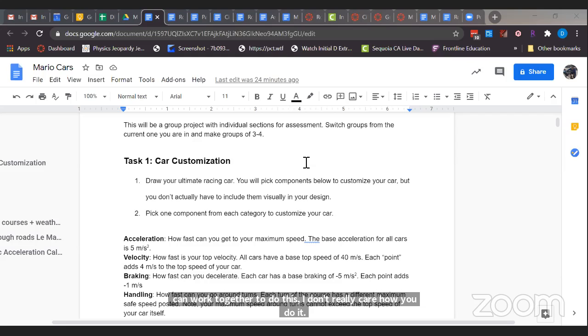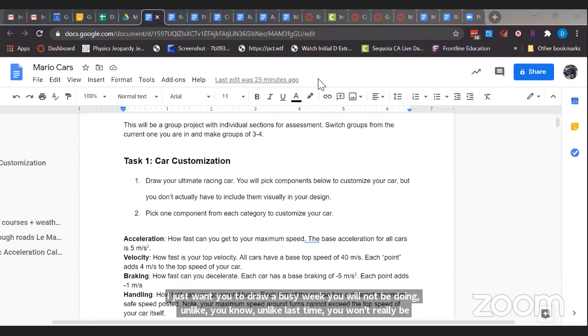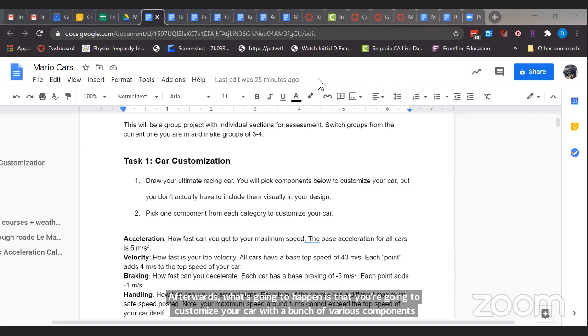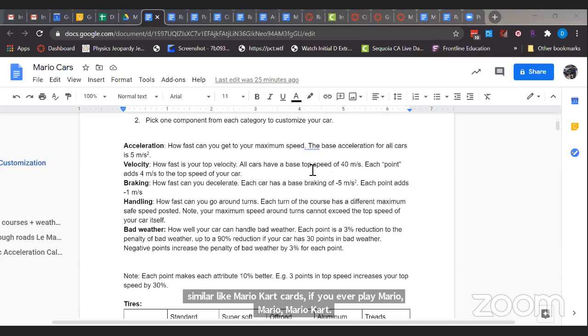Afterwards, you're going to customize your car with a bunch of various components, similar to Mario Kart. If you ever play Mario Kart, you can pick a lot of different stuff. You can pick what kind of parachute you want, what kind of car you want, what kind of tires you want. This is going to be the same thing. You're going to be able to pick a bunch of different things, and each different thing is going to have a different statistic.